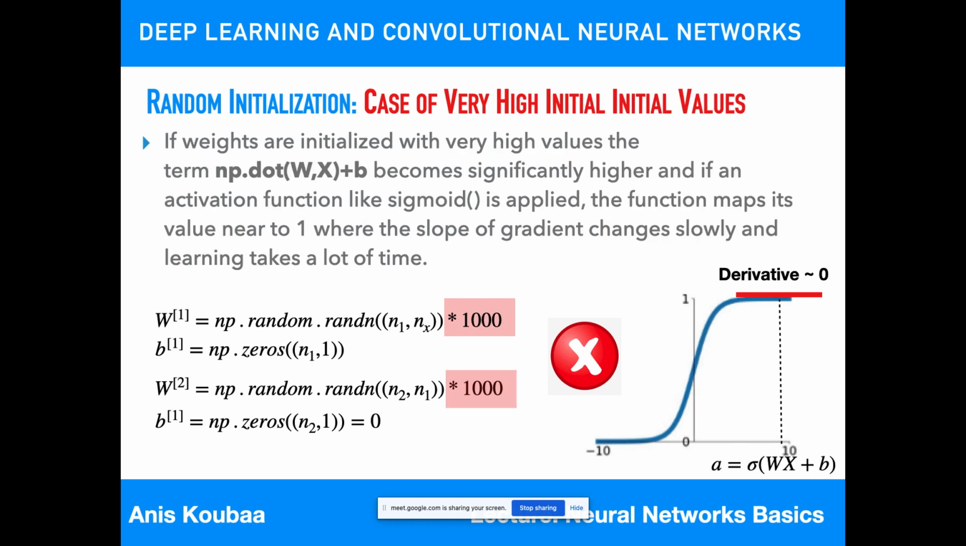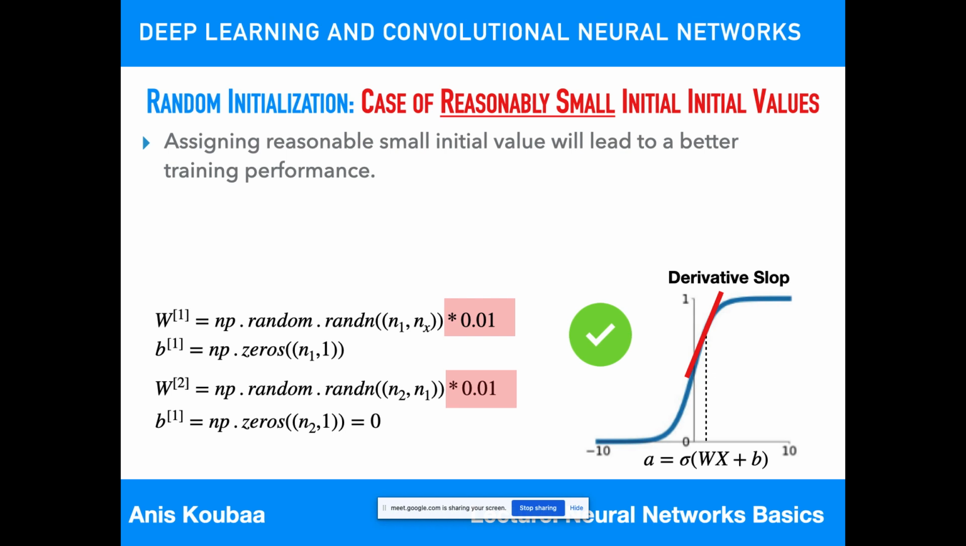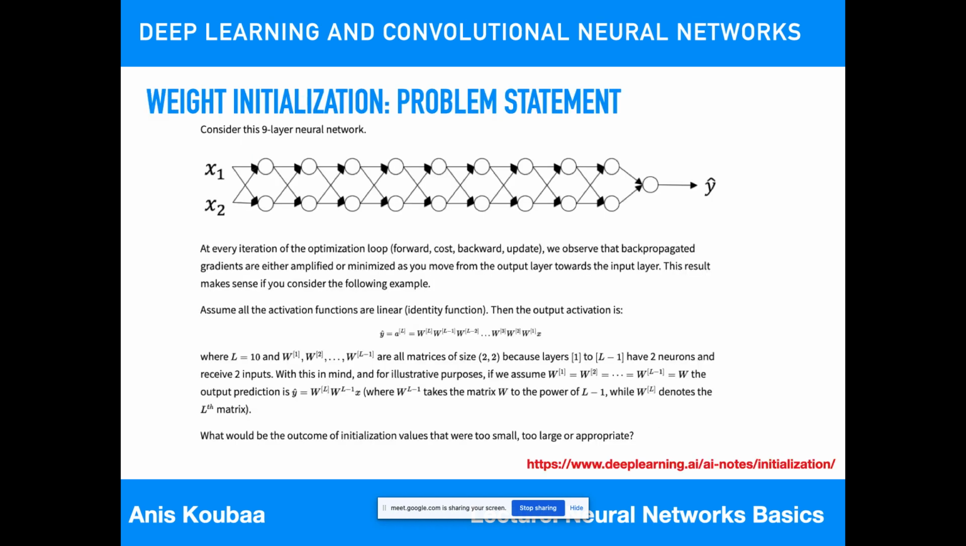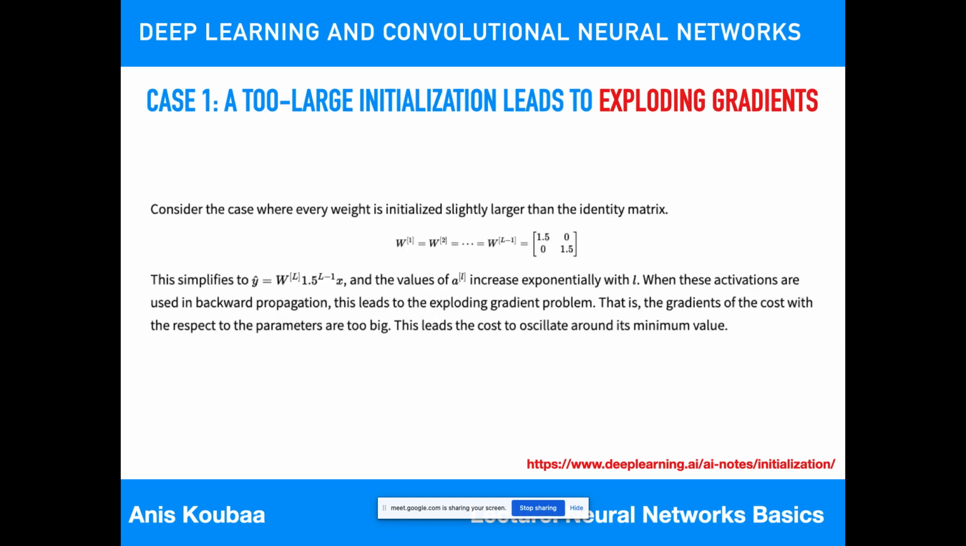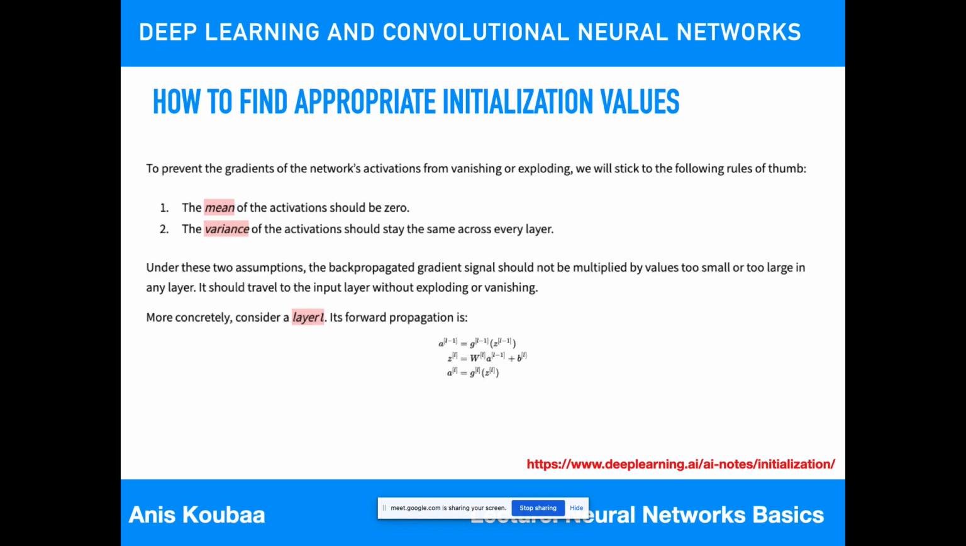So to summarize, choosing very high values and very small values is not a good approach for random initialization, and the proper way is to use something in the middle. Assigning reasonable small initial values will lead to better training performance. So we want the slope to be something around these points over here. These are just a few more details about the weight initialization. You can read about what happens when we choose too small values and too large values. It gives a simple numerical example with the calculations, but it basically leads to the same observation that I have introduced.